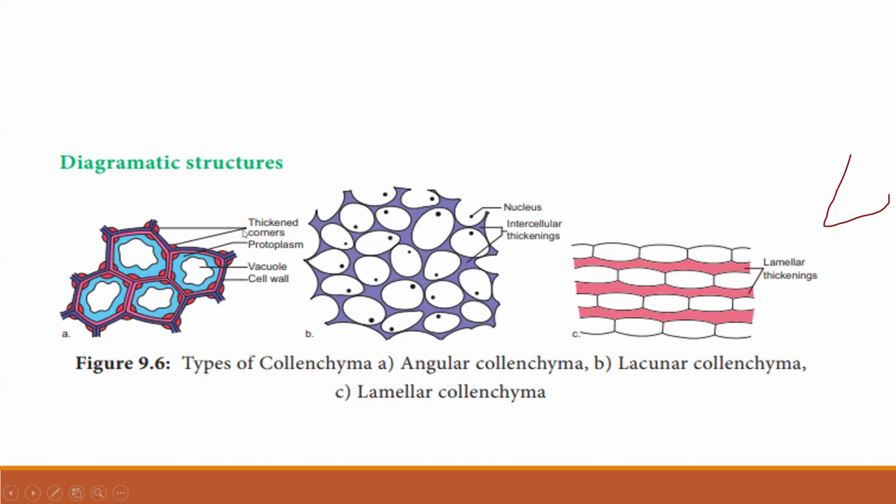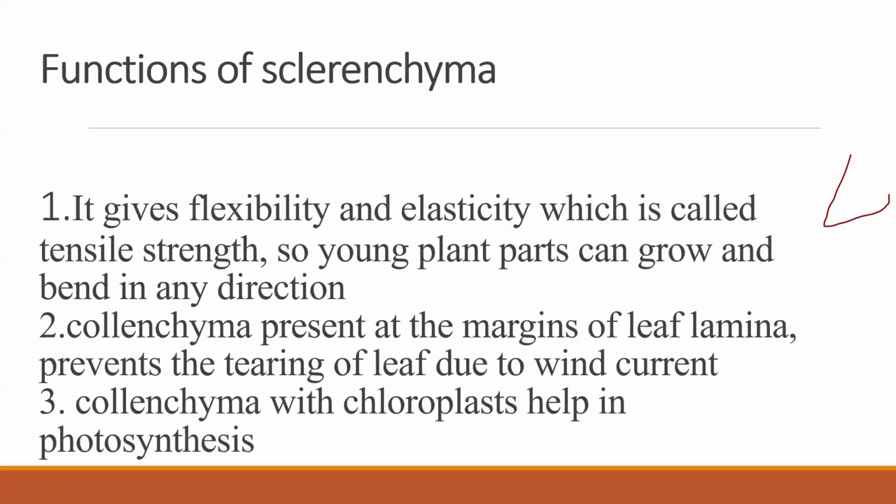So based on the thickenings, the cell wall is made up of a small amount of cellulose and more amount of hemicellulose and pectin. So these are unevenly thickened. Based on the thickenings only: angular thickenings, lamellar thickenings, and lacunar thickenings. Okay, first one is the angular thickenings, second one is the lacunar thickenings, and third one is the lamellar thickenings.